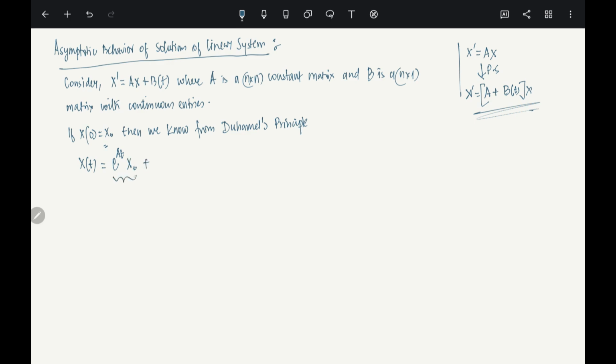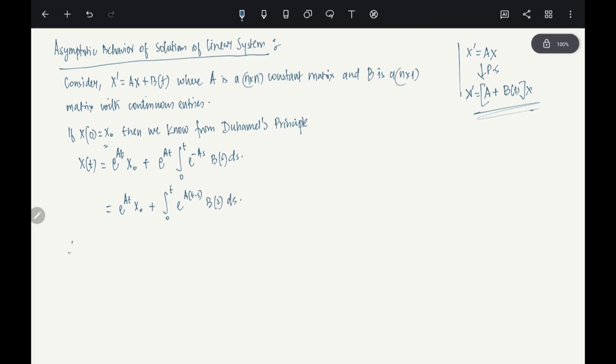Plus this is the solution of the homogeneous equation, and then the particular solution of the inhomogeneous equation, which is given by e to the power A t integral 0 to t e to the power minus A s b of s ds. That's your Duhamel principle. I wrote it in terms of the fundamental matrix, but in this case the fundamental matrix is e to the power A t. So basically it's just that. If you want, you can write it like this: e to the power A t times x naught plus integral 0 to t e to the power A (t minus s) b of s ds.